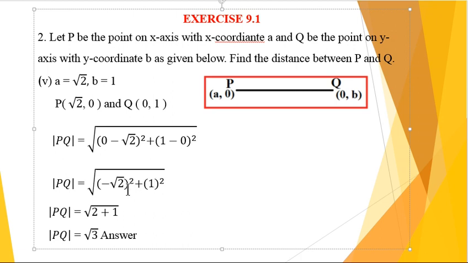Take the squares of both values. The square and square root will cancel, and you will have minus and minus. When you take the square of that minus square root of 2, it becomes plus 2, and 1 square is equal to 1. So 2 plus 1 becomes 3, and the square root remains as it is, because 3 is not a perfect square, so we will write it as it is. And this is the distance between the two given points P and Q. Hope you will understand the question.